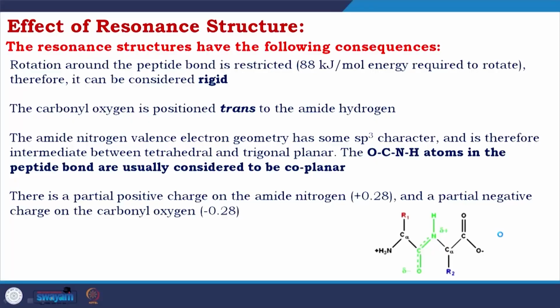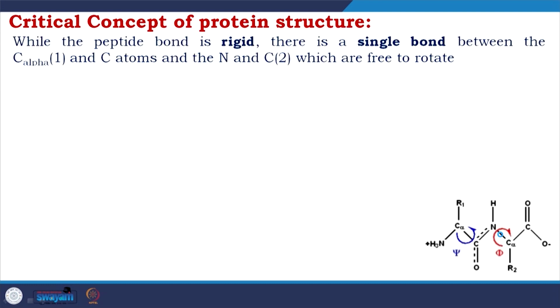When it is sp2, it is trigonal planar. There is also a partial positive charge on the amide nitrogen, which is plus 0.28, and a partial negative charge on the carbonyl oxygen, which is minus 0.28. Now, what we are going to discuss is very critical.